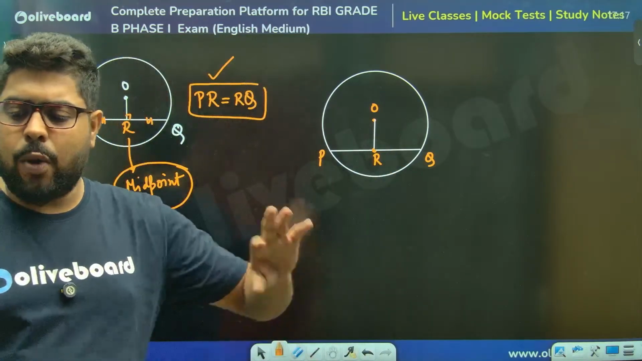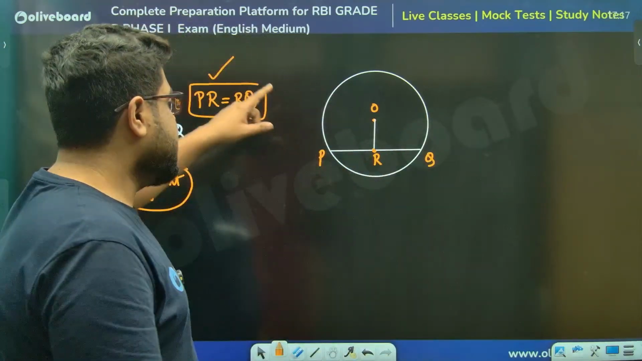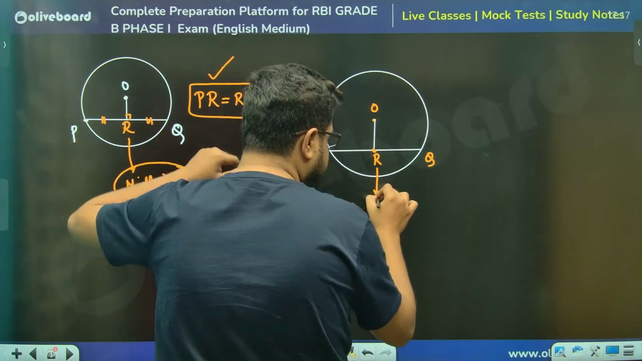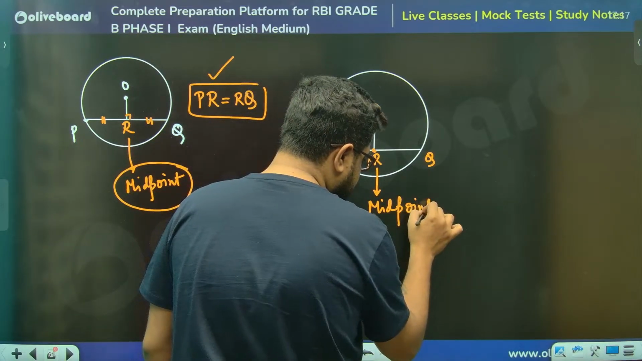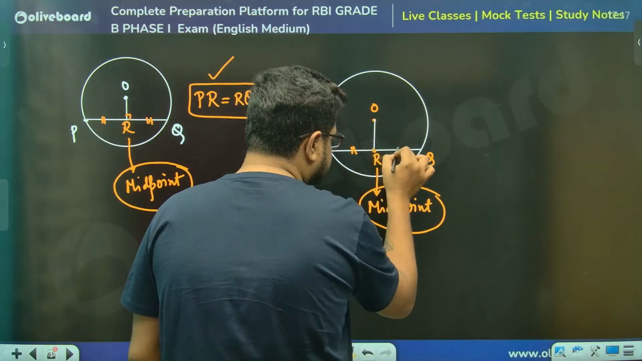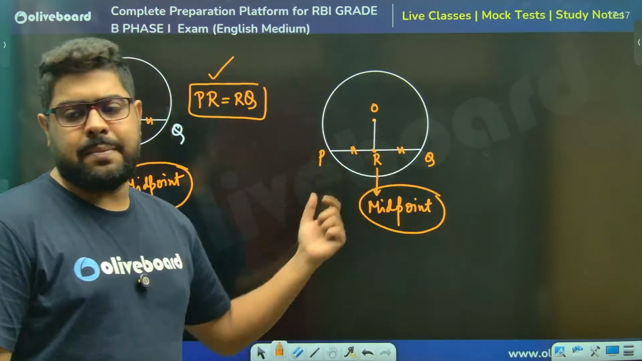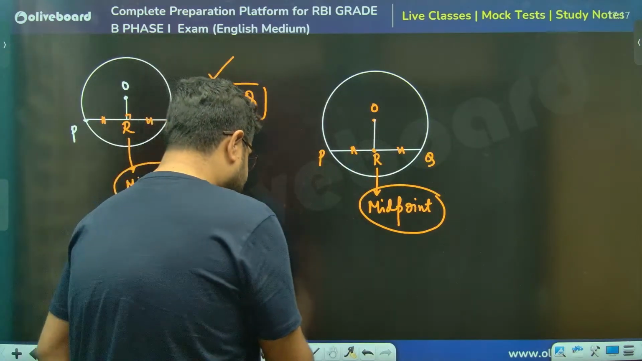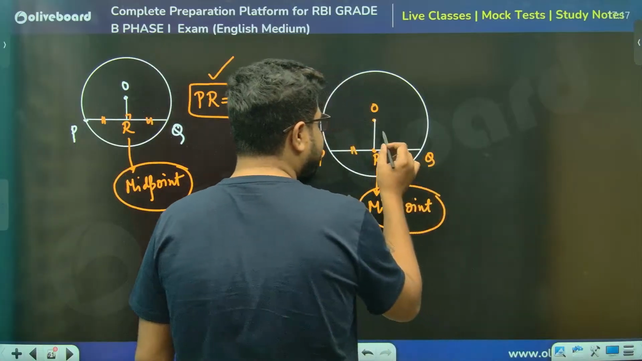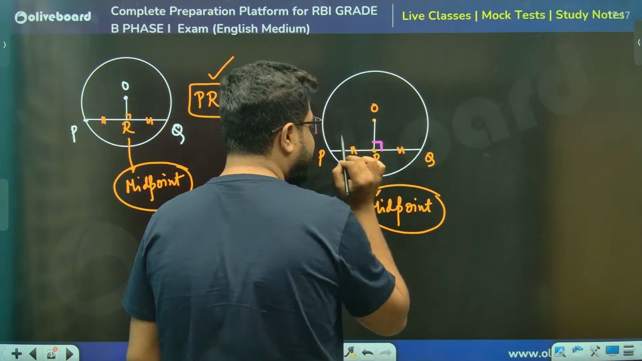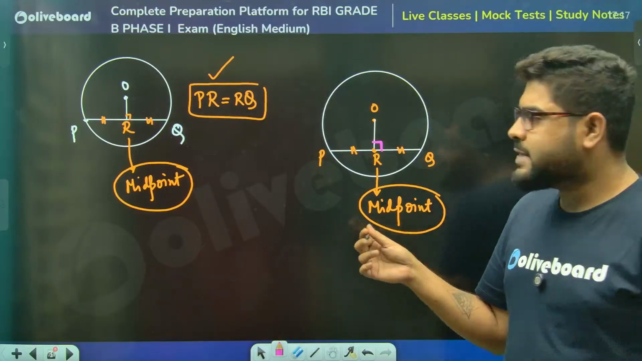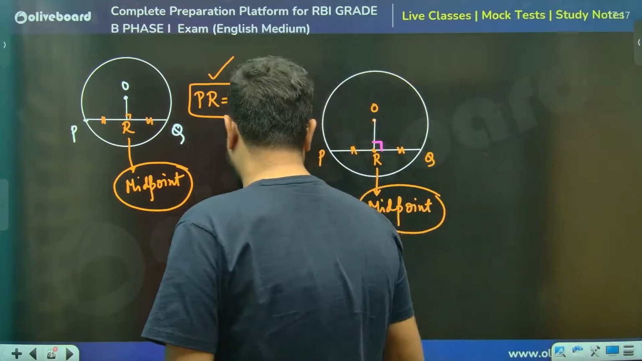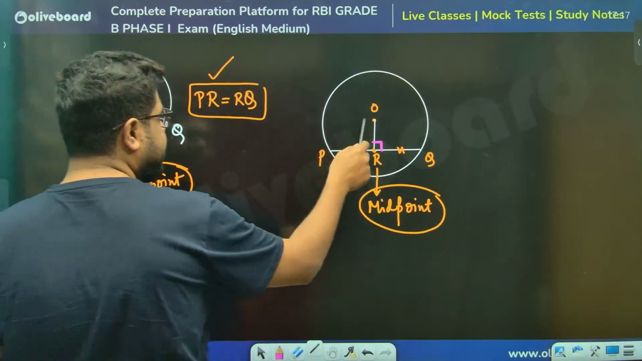Now they are saying the opposite, the converse conclusion. If R is the midpoint, which is already given to you, meaning PR and RQ are the same, then what conclusion? That means this must be perpendicular. Now, how are these things proved? Both can be proved in a similar manner.